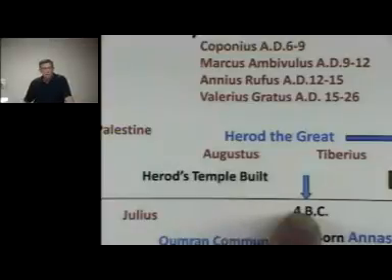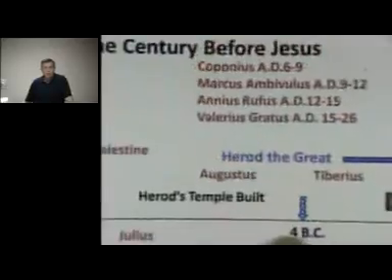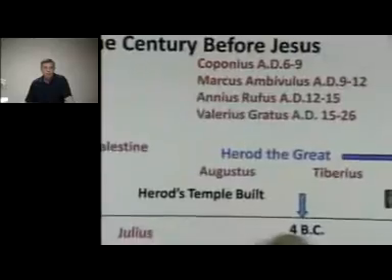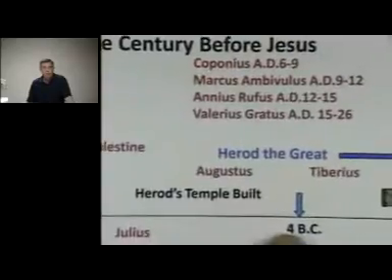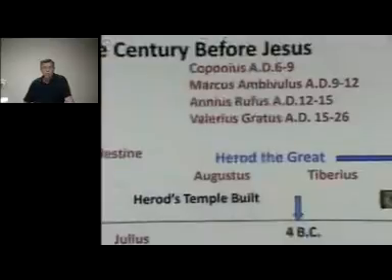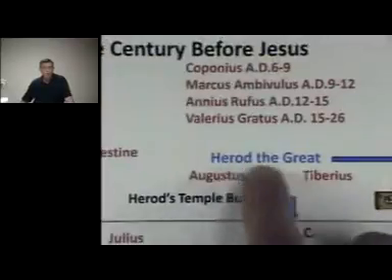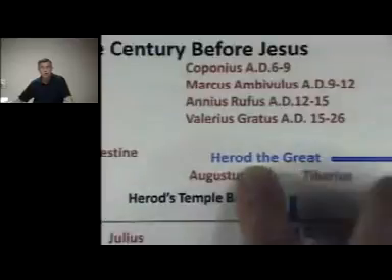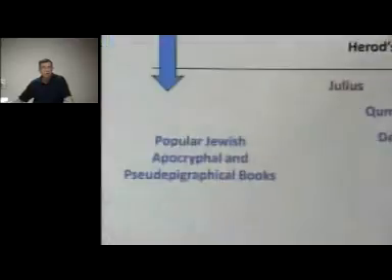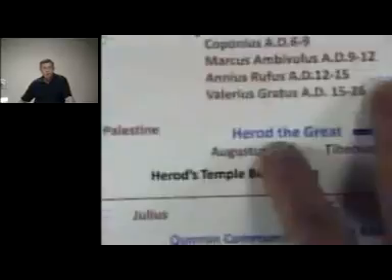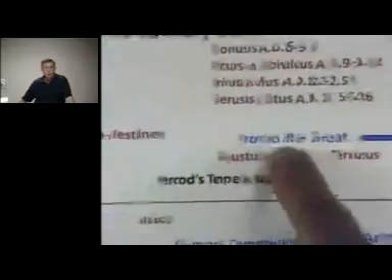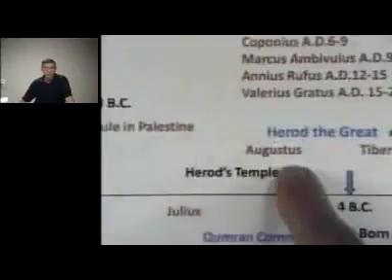So during this time, one of the things I've done on this chart, and yours is in black and white because we didn't want to pay for all the color copies, but the blue things that I have on this chart are Jewish sources. See these down here, the popular Jewish apocryphal literature, that's in blue because that's Jewish. Herod the Great is Jewish. These red things on the chart are Roman. See, Roman people, people that were not Jewish, pagan Roman people.